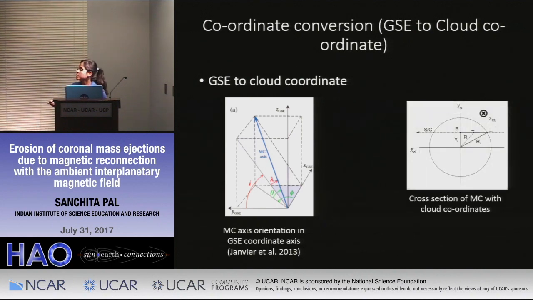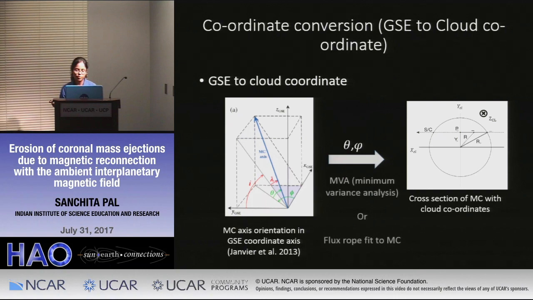If this is the cross section of the magnetic cloud, then z cloud will be through the magnetic cloud axis, x cloud will be through the spacecraft path, and y cloud will complete the right-handed triad. So whatever direction the magnetic cloud has, we convert it to this coordinate system, and then it is easy to analyze the magnetic cloud's eroded flux. Conversion from one coordinate system to the other can be done using theta and phi, so we have to derive the theta and phi of the magnetic cloud.